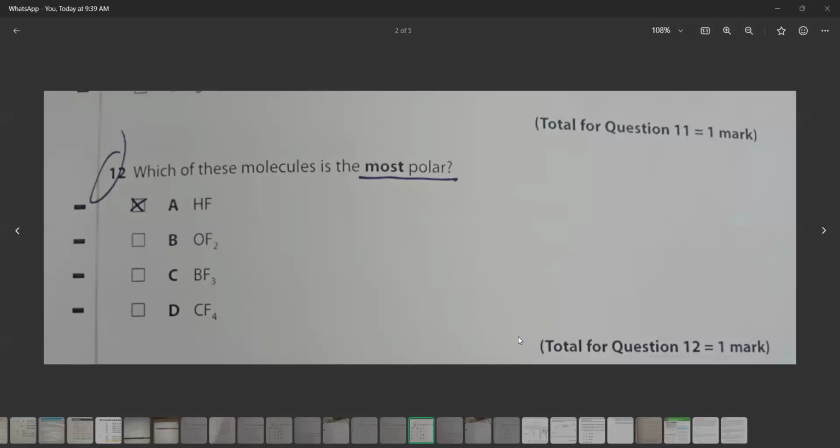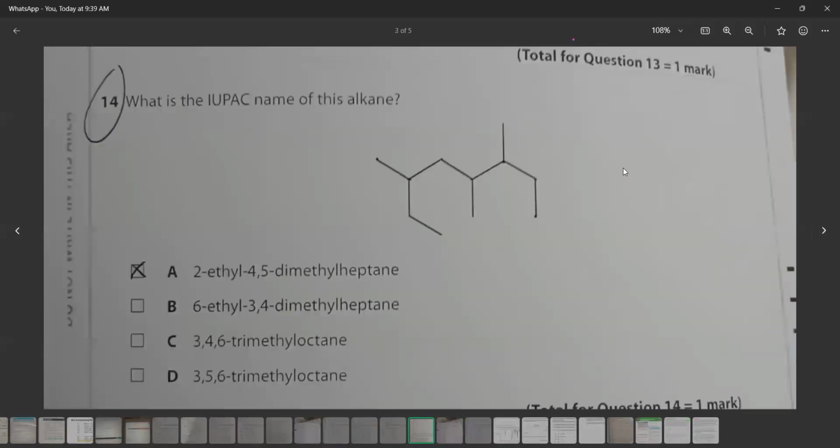Yes, OF2 is not symmetrical. That's right, so it will also be polar. But we need the most polar. Most polar means the greatest difference in electronegativity. First we identify that these two molecules will be polar, and the most polar is based on the greater difference in electronegativity, because oxygen and fluorine will have a smaller difference in electronegativity.